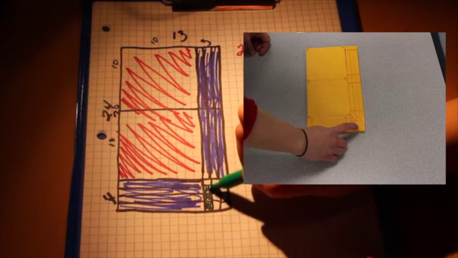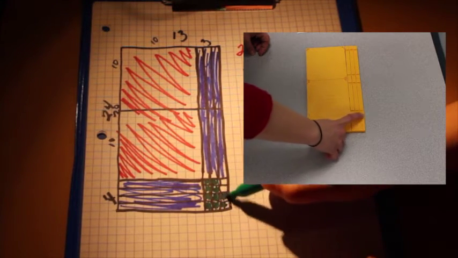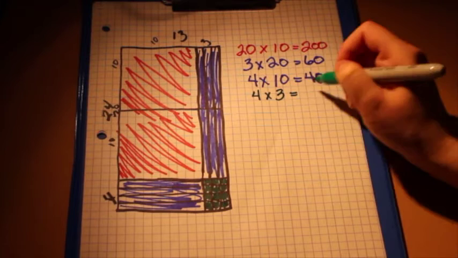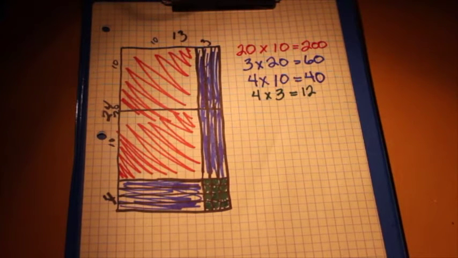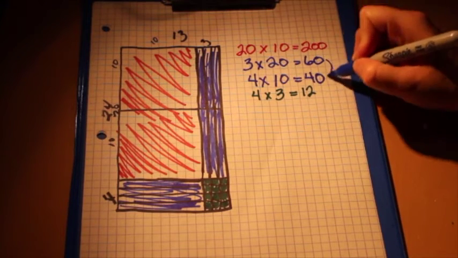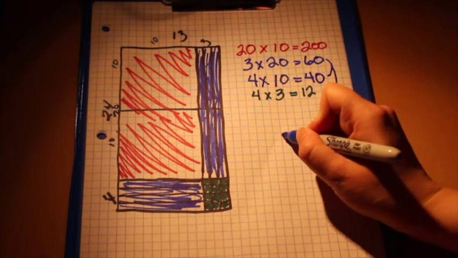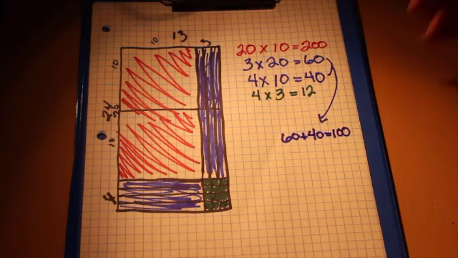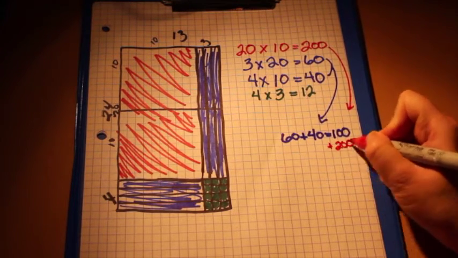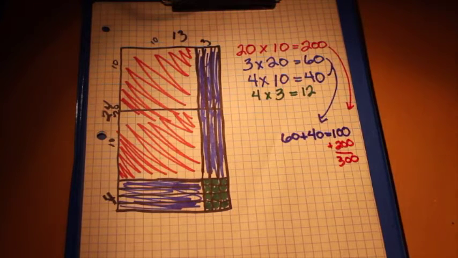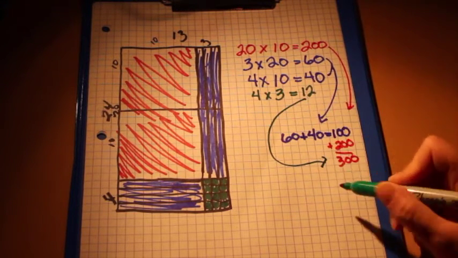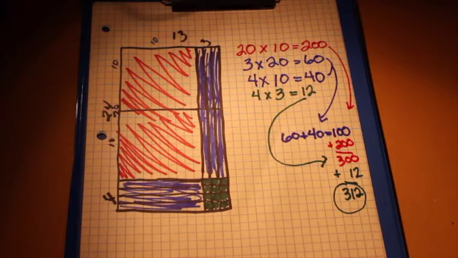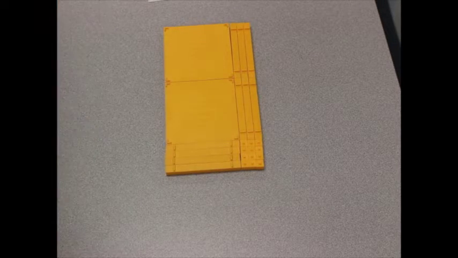And these are our ones. 1, 2, 3, 4, 5, 6, 7, 8, 9, 10, 11, 12. And 4 times 3 equals 12. Now all we have to do is add the areas. 60 and 40, if you add them together, equal 100. Plus 200 equals 300. Plus the 12 is equal to 312, which is our answer. So the answer should be 312.